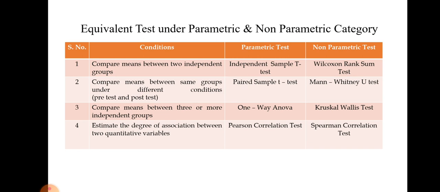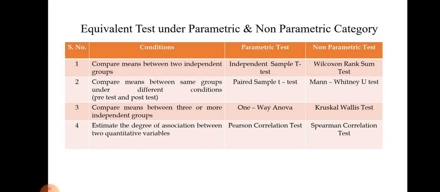Now this table shows under what condition which type of test is used. When we have to compare the mean between two independent groups, if the data is normally distributed, then we will apply the independent sample t-test, and its equivalent test under non-parametric is the Wilcoxon rank sum test. If the data is not normally distributed, then we will use the Wilcoxon rank sum test.